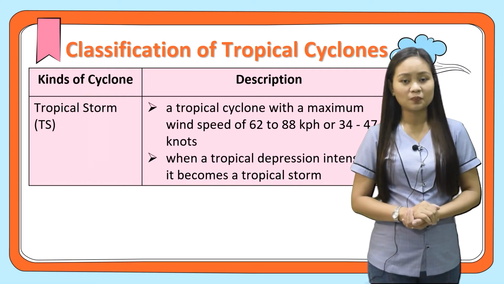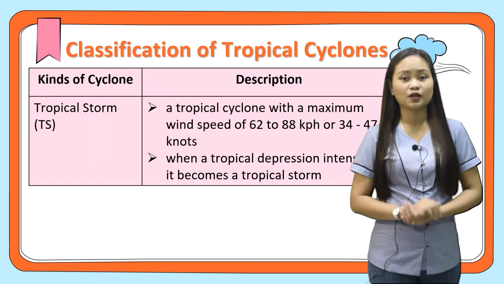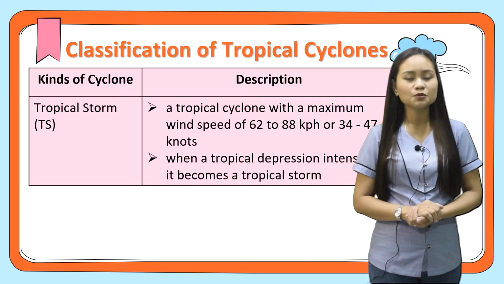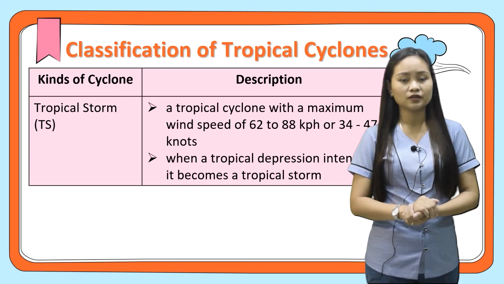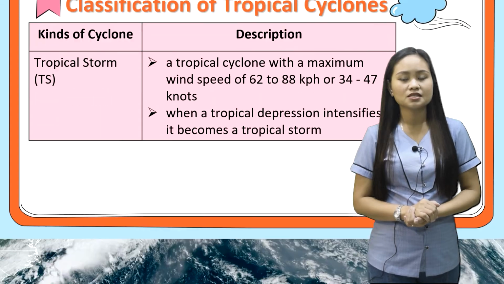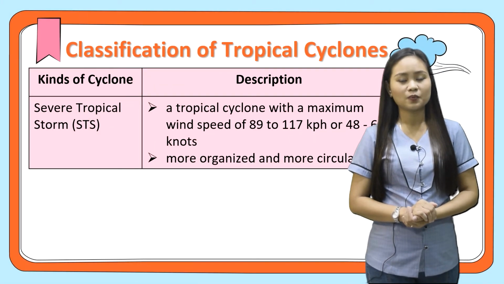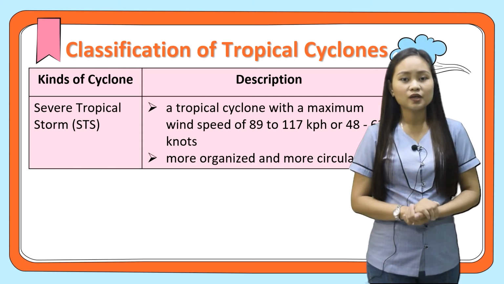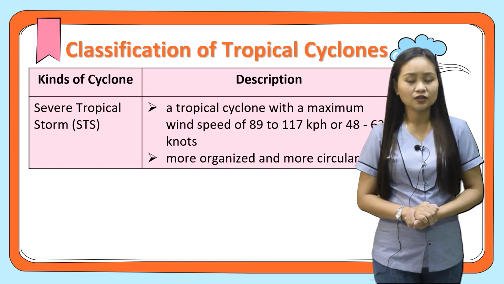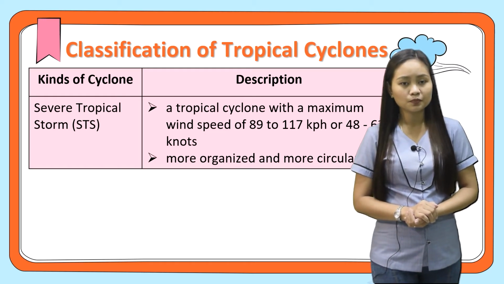The second one is the tropical storm. Tropical storm is a tropical cyclone with a maximum wind speed of 62 to 88 kilometers per hour or 34 to 47 knots. This only means that when a tropical depression intensifies, it becomes a tropical storm. Next is the severe tropical storm. Severe tropical storm is a tropical cyclone with a maximum wind speed of 89 to 117 kilometers per hour or 48 to 63 knots. It is a more organized and more circular one.